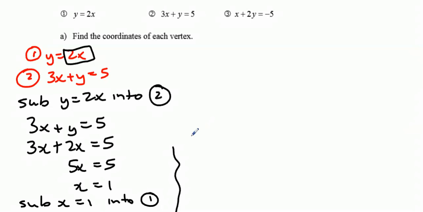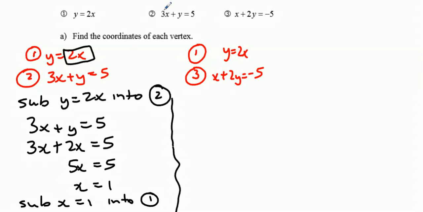Let's do the next easiest pair, which would be the 2x with the x plus 2y equals negative 5. So let's go back. That's going to be 1 and 3. So we'll call that y equals 2x and x plus 2y equals negative 5. And so now we're going to sub y equals 2x into 3 again.